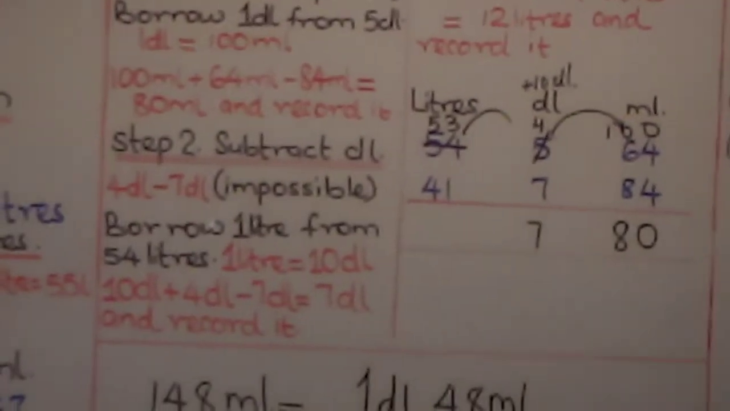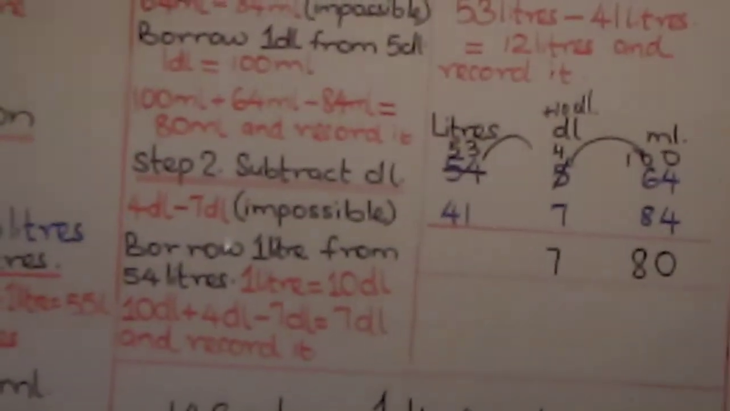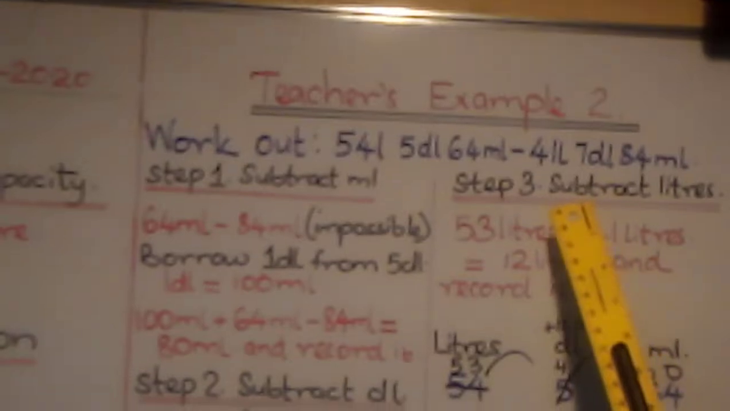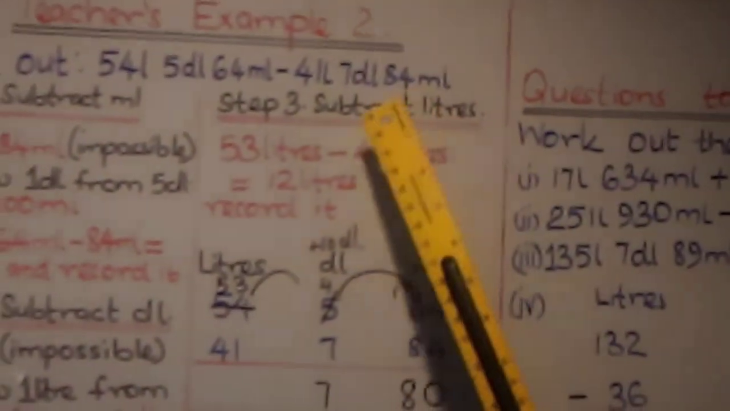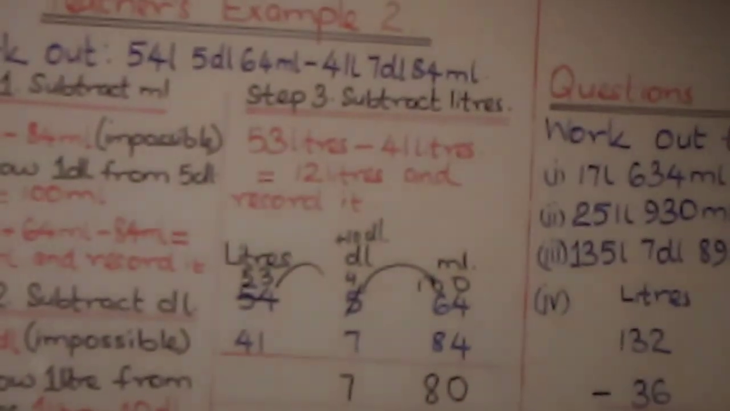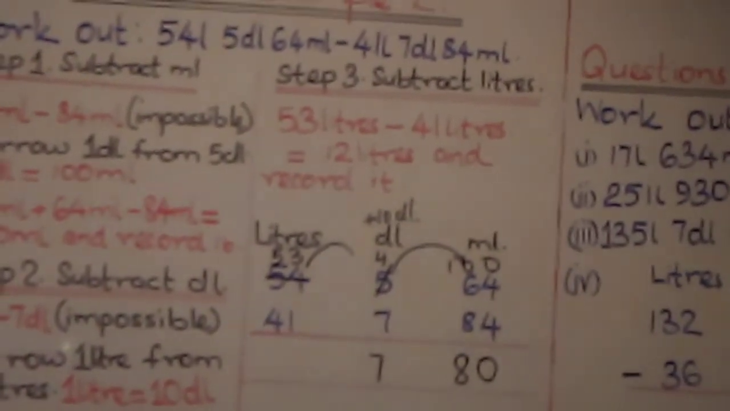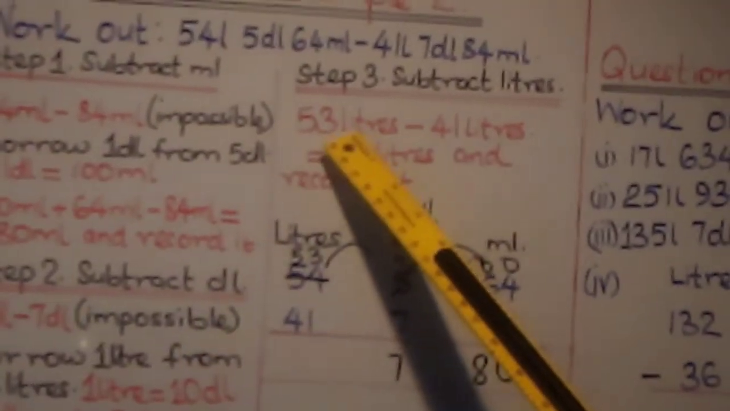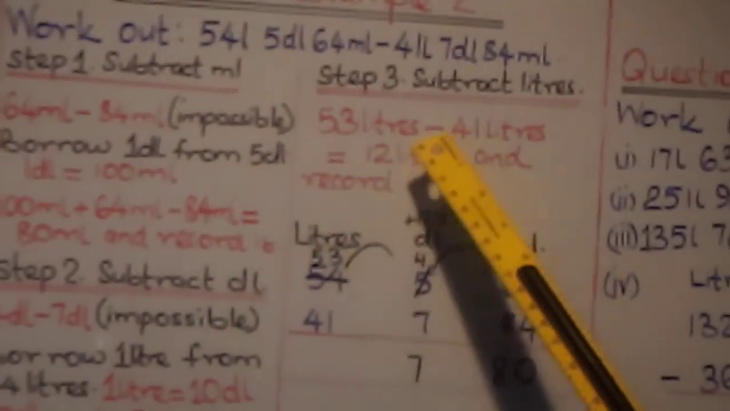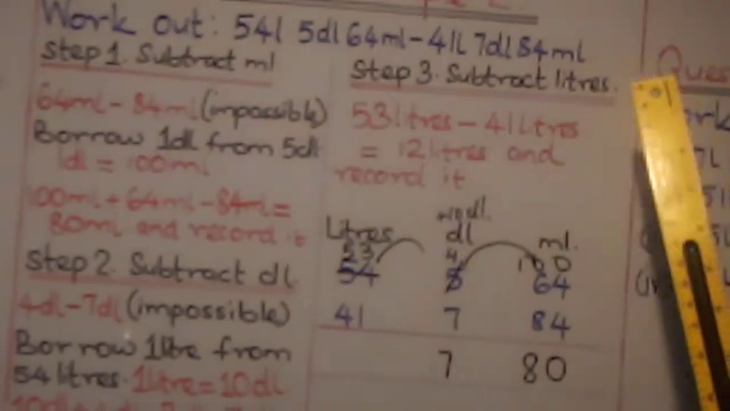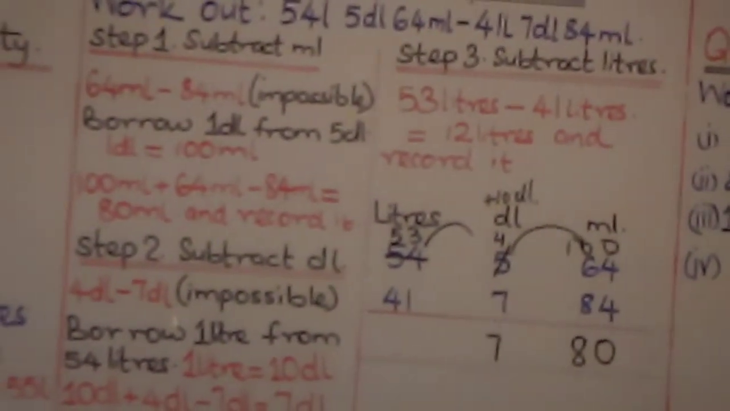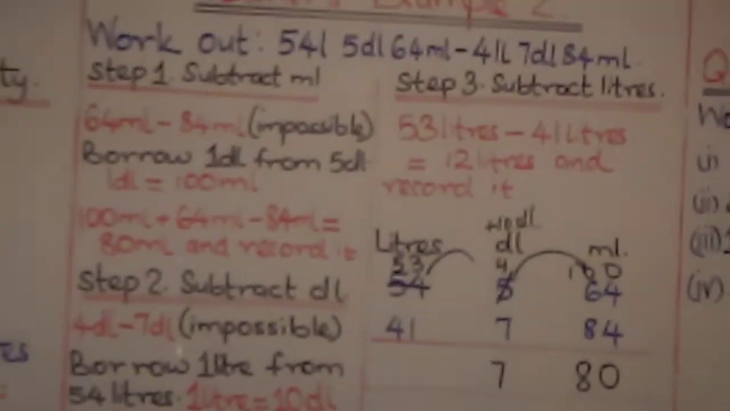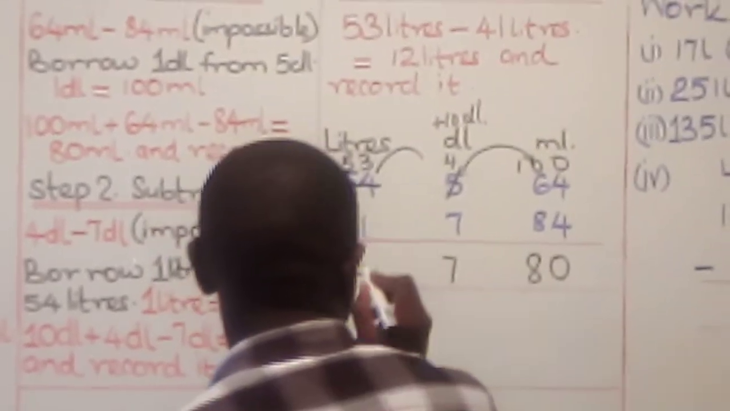Step number 3. Shall we read step number 3 together? Subtract liters. And so, how many liters are we remaining with? 53 liters. Subtract or take away 41 liters. This is going to be 12 liters. Please record 12 liters. So our answer here is 12 liters.